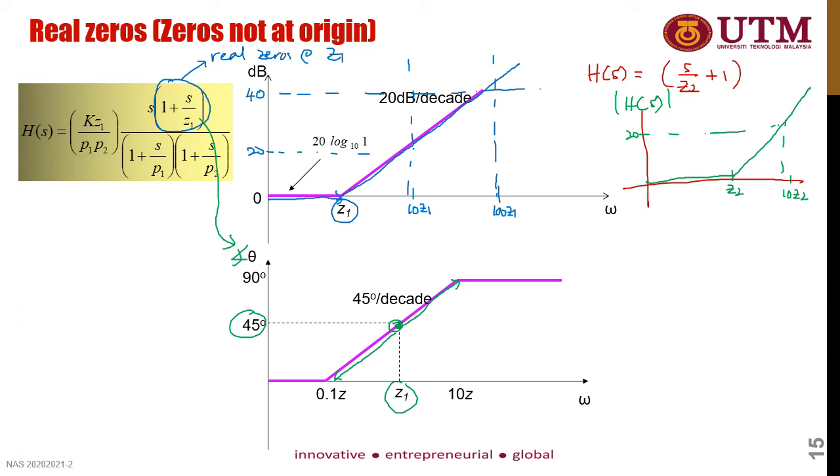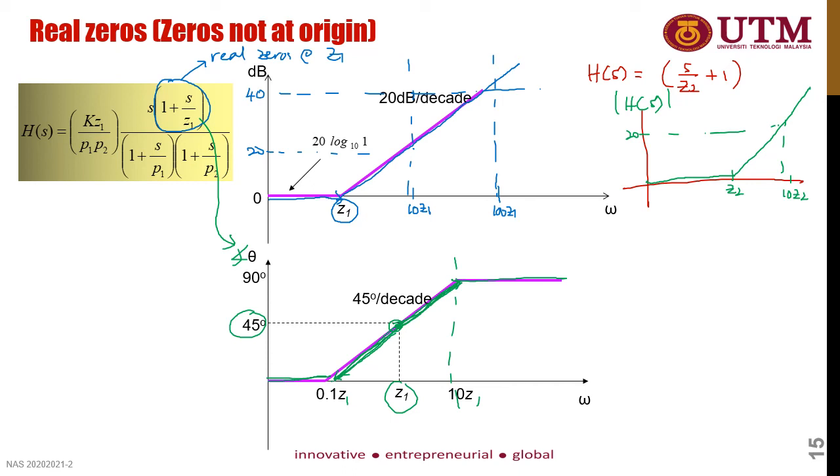For example, you have Z1 here, so it must be 45 degrees here. The previous decade is 0.1 Z1, the next decade is 10 Z1. So from here you extend 45 degrees to the next decade and extend downwards 45 degrees to the previous decade. The rest will be 0. So this is the phase response for zeros at Z1.